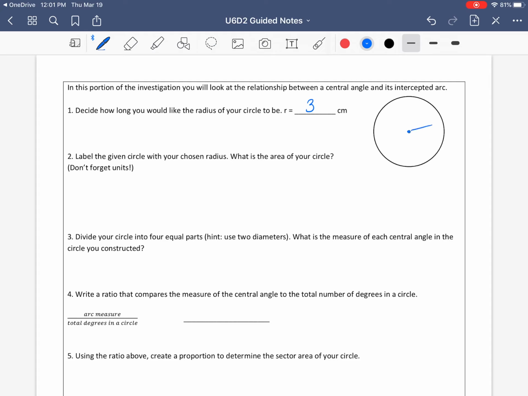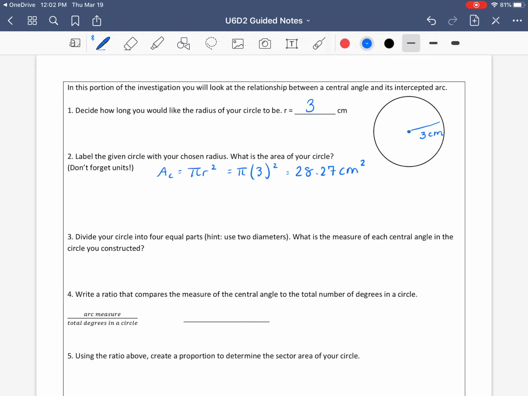So if my radius is 3 centimeters, right here, we need to find the area of the circle. So we know that the area equation is pi r squared. Since my radius is 3, I can plug in pi times 3 squared. When I plug that into my calculator, I get 28.27 centimeters squared.